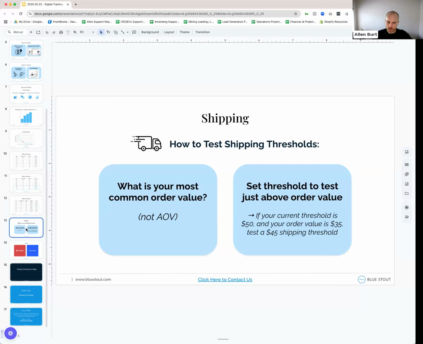So how do you think about it if a brand comes to you and goes, hey, we've got a shipping threshold that's $50. We don't know if that's right. How do you think about optimizing that for them?